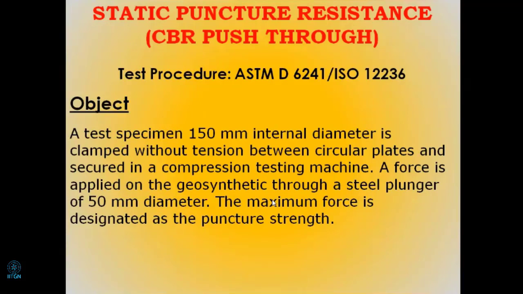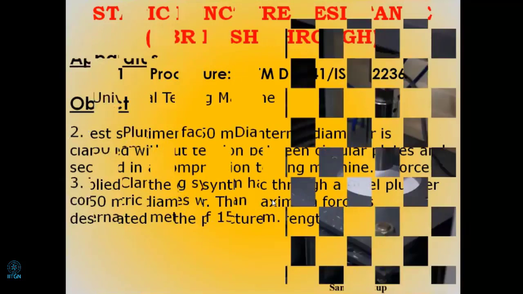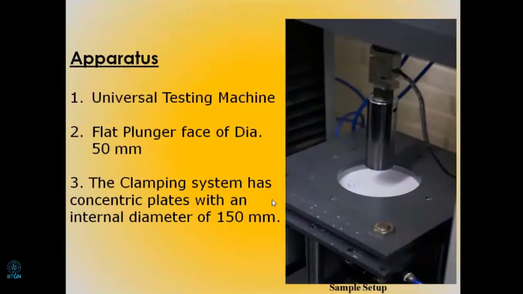Then a force is applied on the geotextile through a steel plunger of 50 mm dia. Whatever maximum force is required to puncture it, that is the CBR push-through value. Basically, see, in this is a 50 mm dia sample. We have to clamp it, we have to cut the sample wide enough so that the internal dia of 50 mm is maintained. This is the plunger of 50 mm dia.